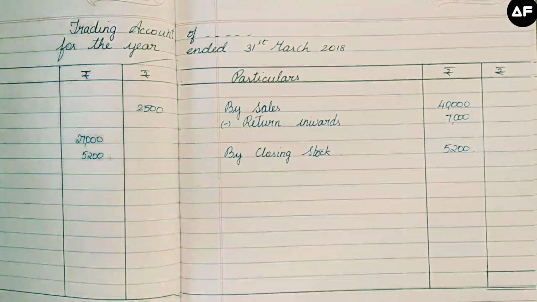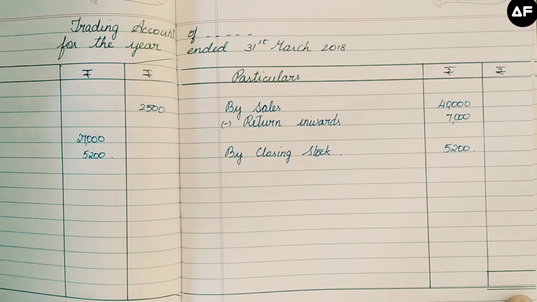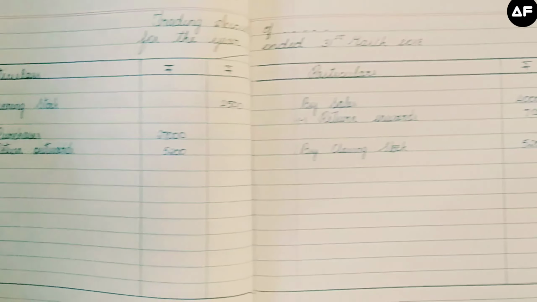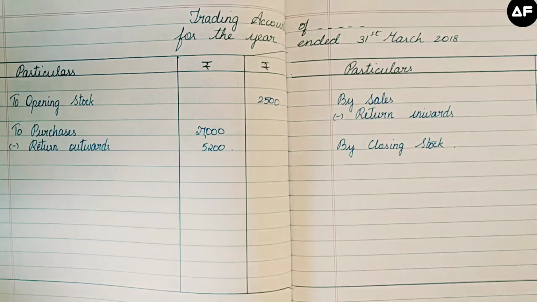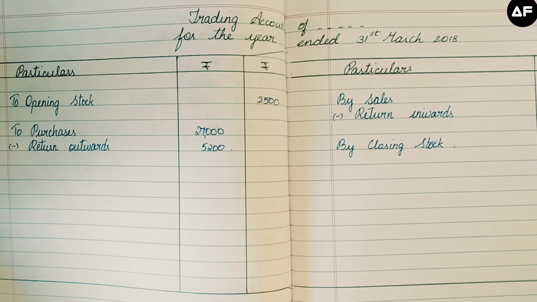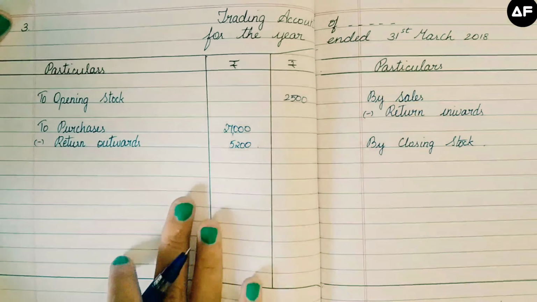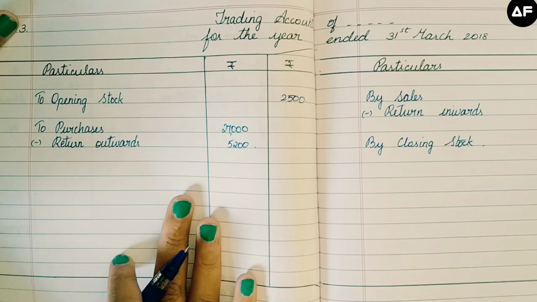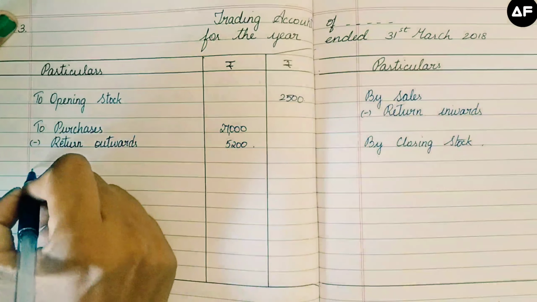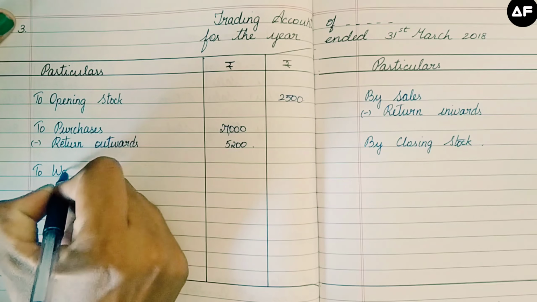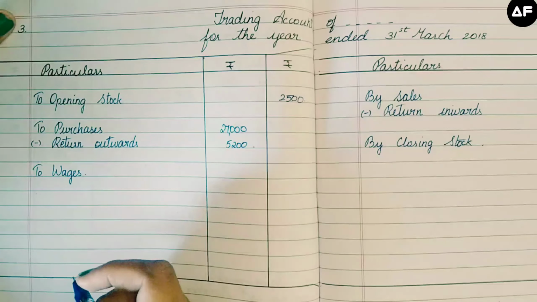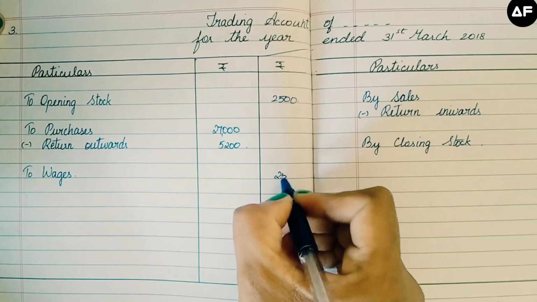5,200. Apart from this, the items given over there that have to be recorded here are going to be the direct expenses. So 90% of the sum is going to be on the debit side of the trading account. Here, the first direct expense is your wages. So wages is 2,500, in the outer column.